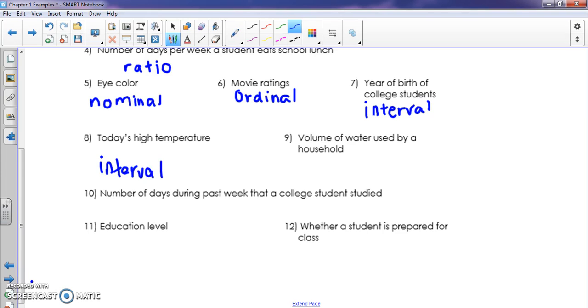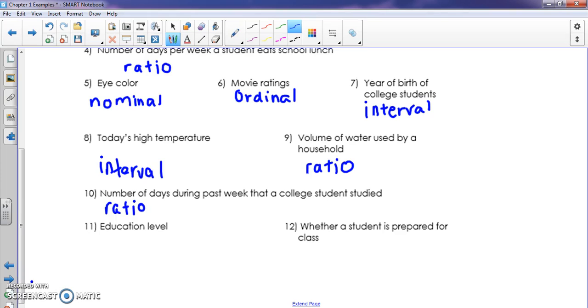Volume of water used by household. That one was also mentioned earlier. That one means the absence of a quantity. So that one's going to be ratio. Number of days during past week that a college student studied. So if they studied 0 days, that means that's the absence of a quantity. So this one is ratio.